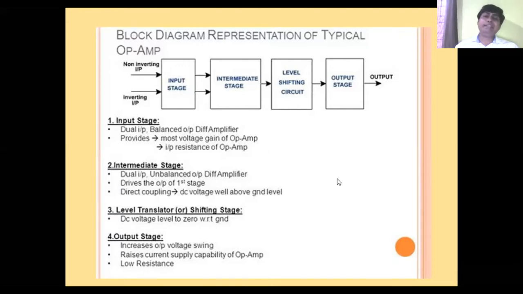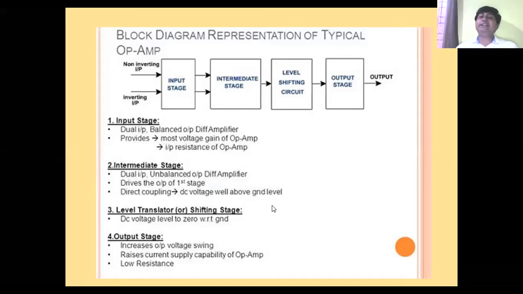Now coming to the last stage, that is the output stage. What happens in the output stage? Here we will again use a complementary symmetry push-pull amplifier. What it does is increase the output voltage swing. Similarly, it raises the current supply capability of the op-amp.